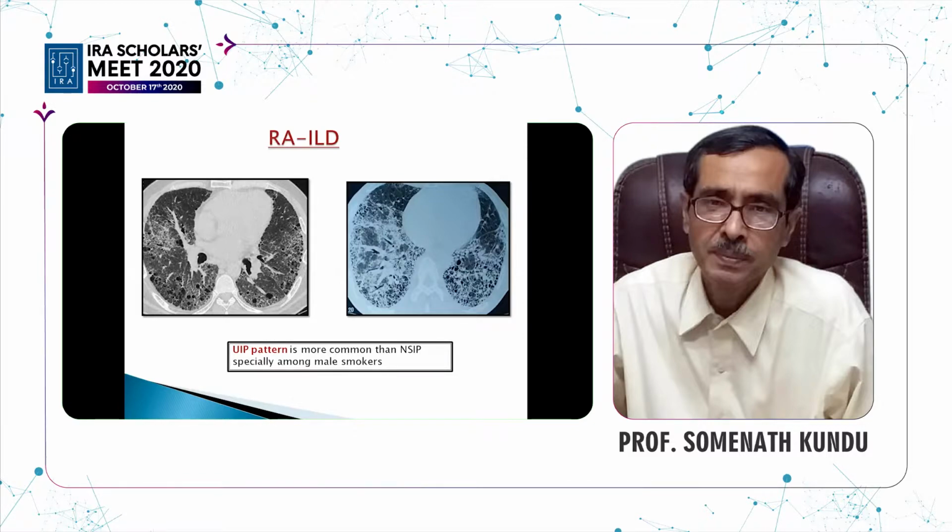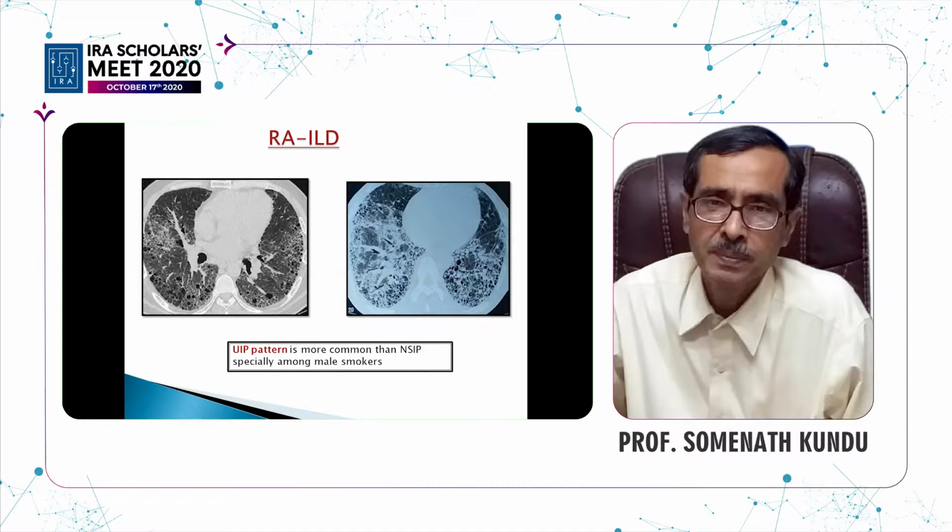Now, this is very important because it is occurring among the males, the extra articular features. The arthritic symptoms, before that, the lung manifestations may occur, and therefore they can mimic IPF. So, UIP in rheumatoid arthritis has to be differentiated from IPF.